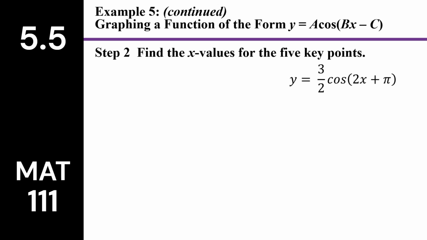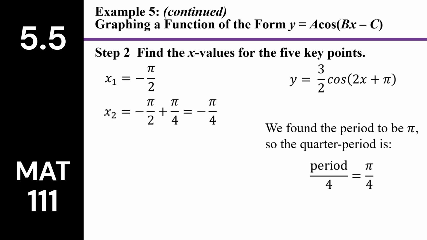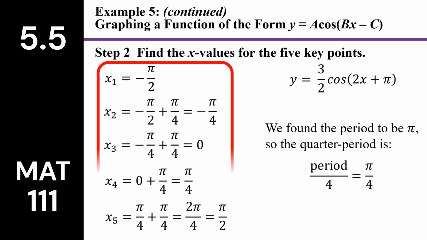So now we need to find the x values for our 5 key points. X sub 1 is the phase shift, which we found to be -pi over 2. From there, we have to add quarter periods. Since the period was pi, then 1/4 of that is pi over 4. So to get to x sub 2, we'll add pi over 4, and that simplifies to -pi over 4. We take that value and add pi over 4 to that, and that gives us 0, and we continue on adding pi over 4 to get these 5 key values.